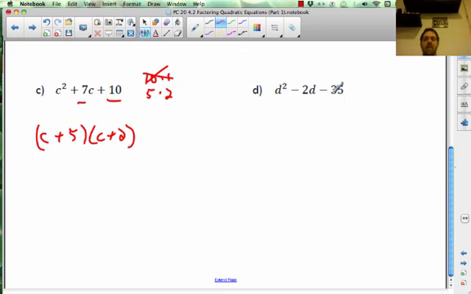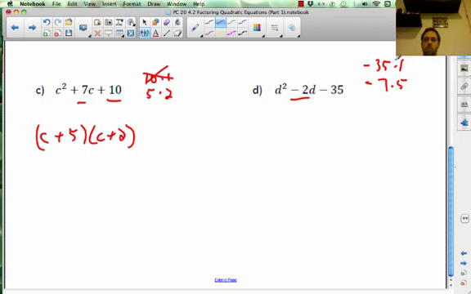Factors of negative 35. One has to be positive, one has to be negative. The negative one has to be bigger because we end up with a negative sum. So factors of 35 are going to be negative 35 and 1. We could write 1 or negative 1 and 35, but we know the negative one has to be bigger. So negative 1 and 35 isn't going to fulfill this. And we can do negative 7 and 5. And again, we could have gone negative 5 and 7 as well, but we know that the bigger one has to be the negative one.